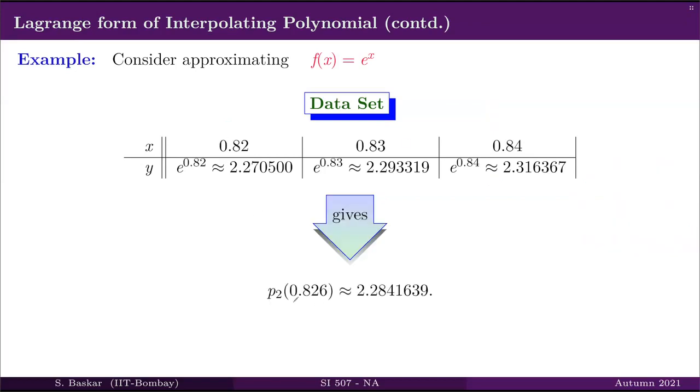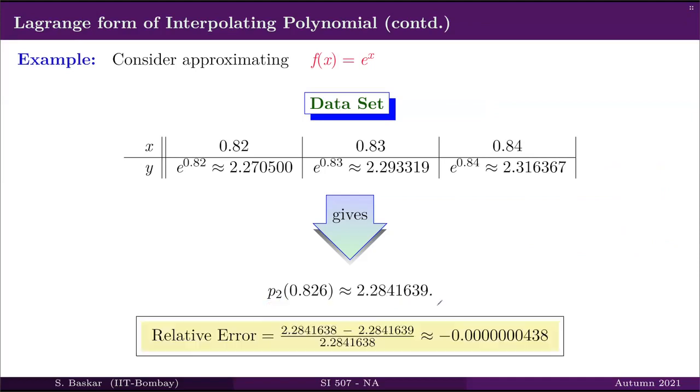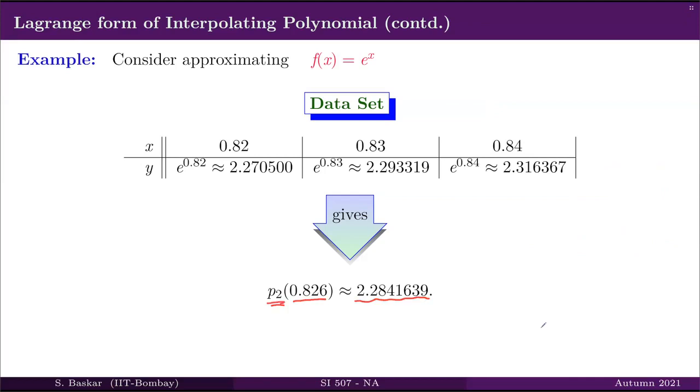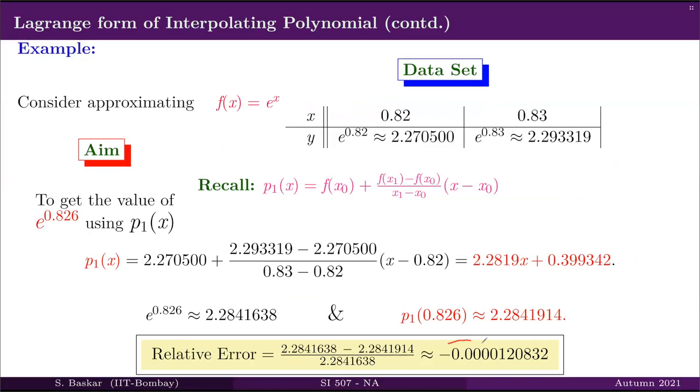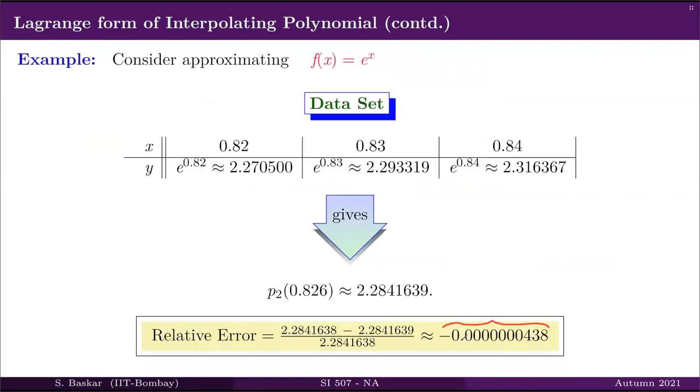Then use x equal to 0.826. You can see that P2's value will be given by this. With that, you have much better relative error than what you got with the linear polynomial interpolation, where your relative error is given like this. So that gives us a feeling that you keep on increasing the number of node points. Say, for instance, you put one more point here, x3, similarly f of x3 here. So you may get a better approximation than P2 and so on.